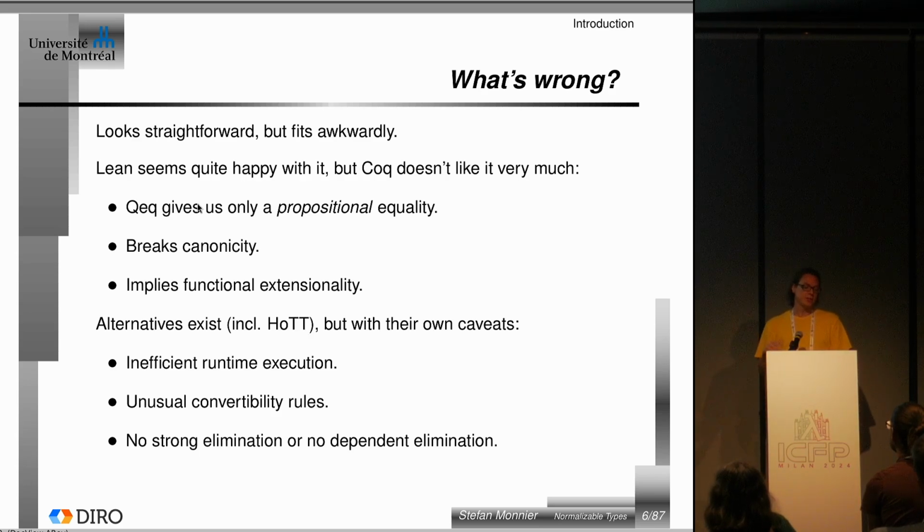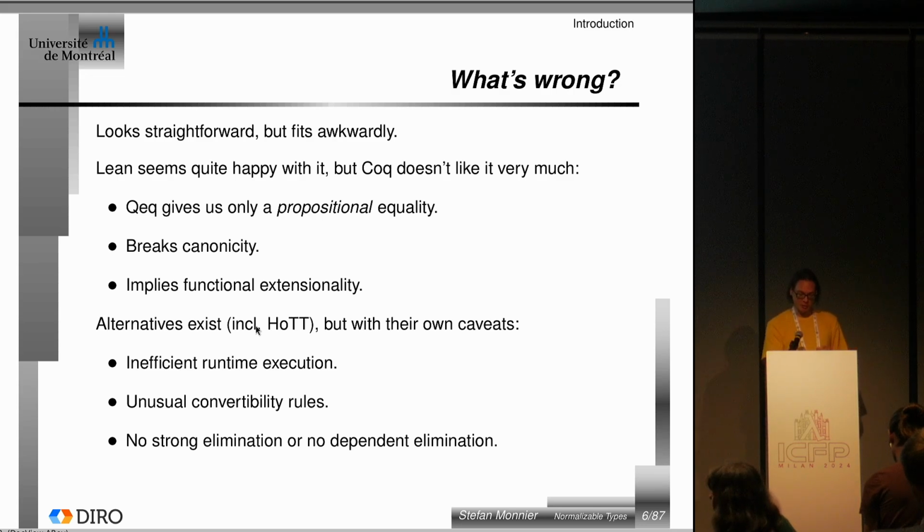Another inconvenience, let's say, is that this QEQ gives you only a propositional equality. So it lets you prove that those two maps are equivalent, but the type checker will never on its own discover that the two maps are equivalent. So it always requires extra work, even in simple cases. So there are alternatives. Homotopy type theory, for example, tries to solve some of those problems.